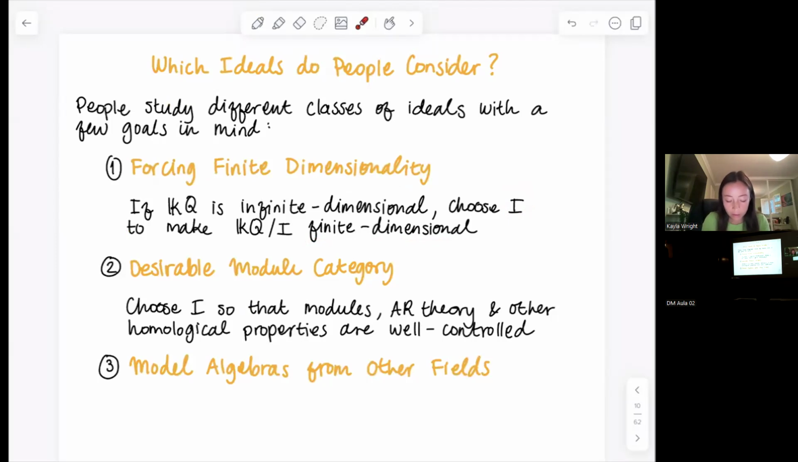We also might want to look at different ideals that allow for nice homological properties. So we want the modules to look nice, we want nice AR theory, and we want to have some kind of control over what's happening. So those are maybe some classes of ideals people care about. And then also we can try to model algebras from other fields using certain ideals. So this is motivating why people mod out by these things.